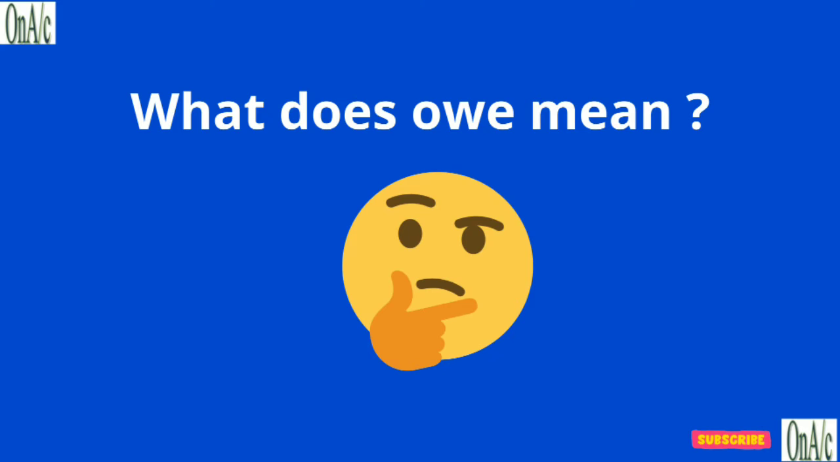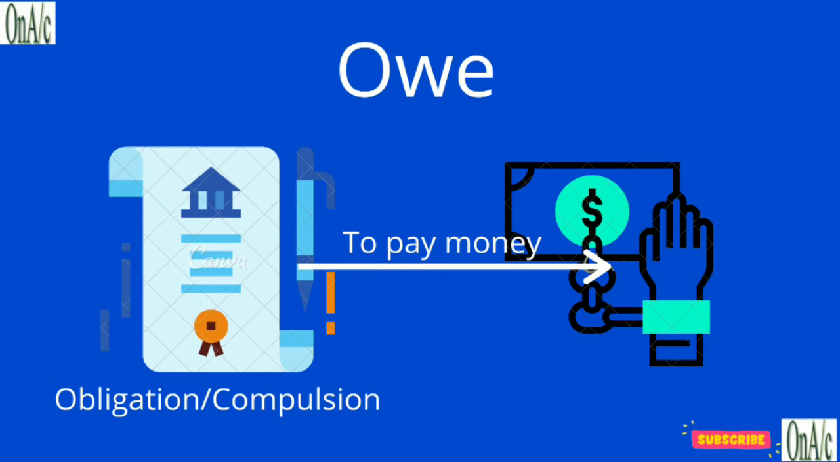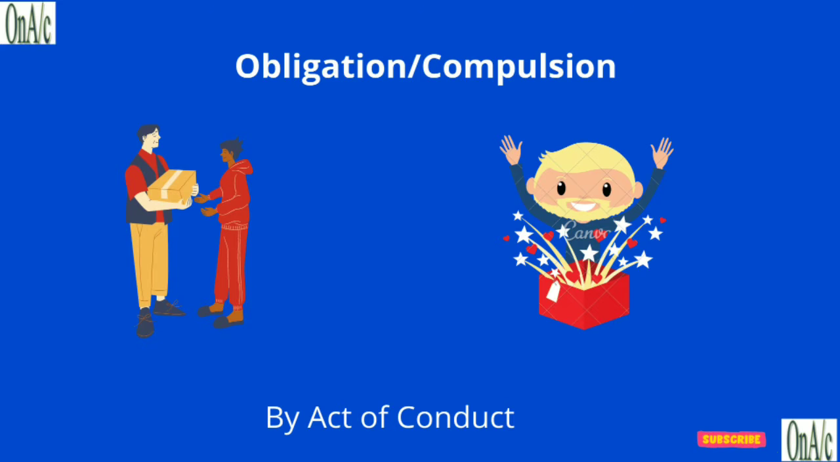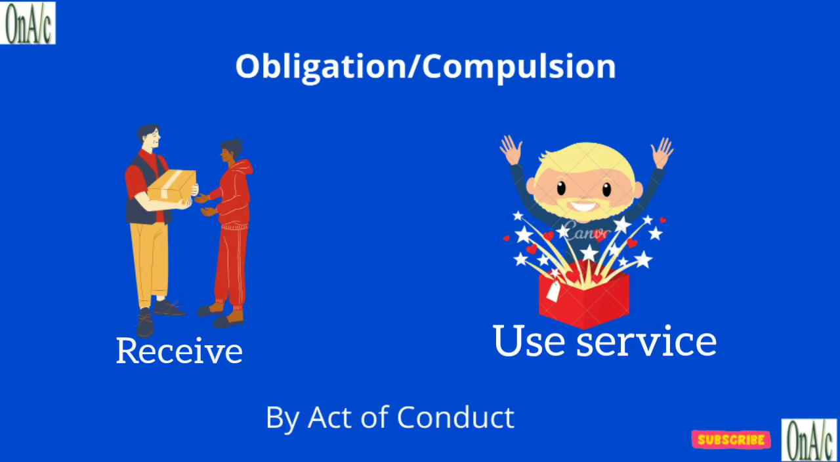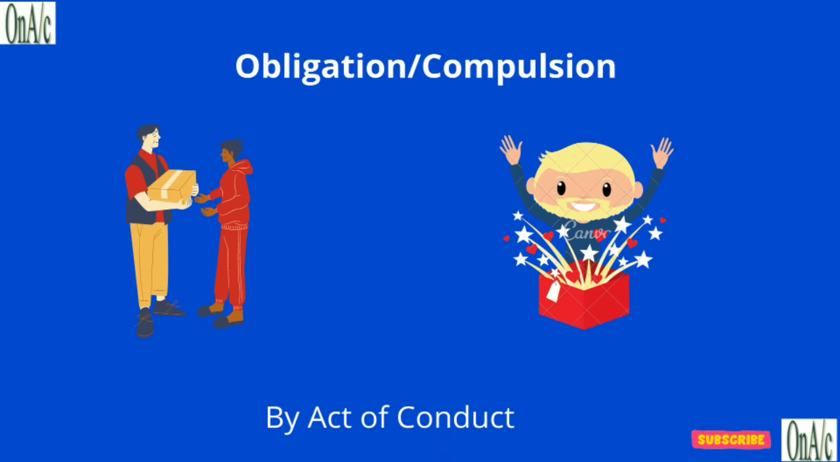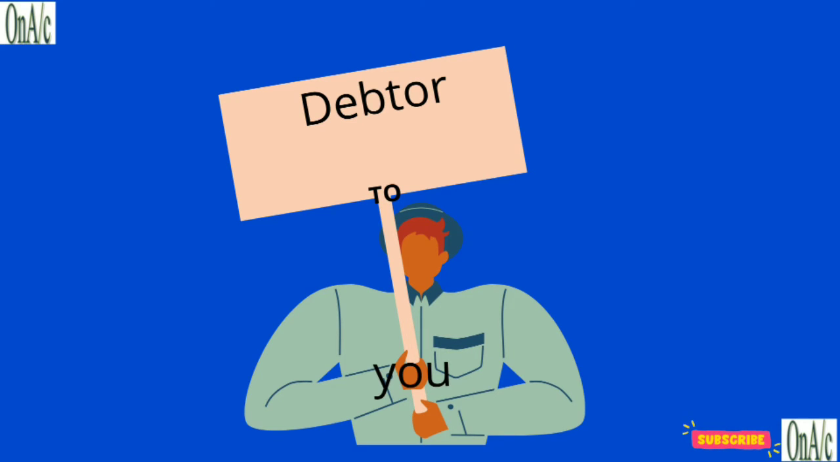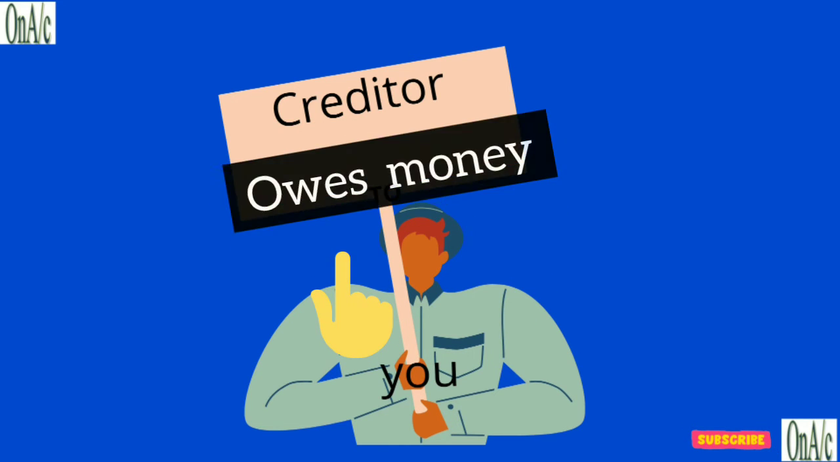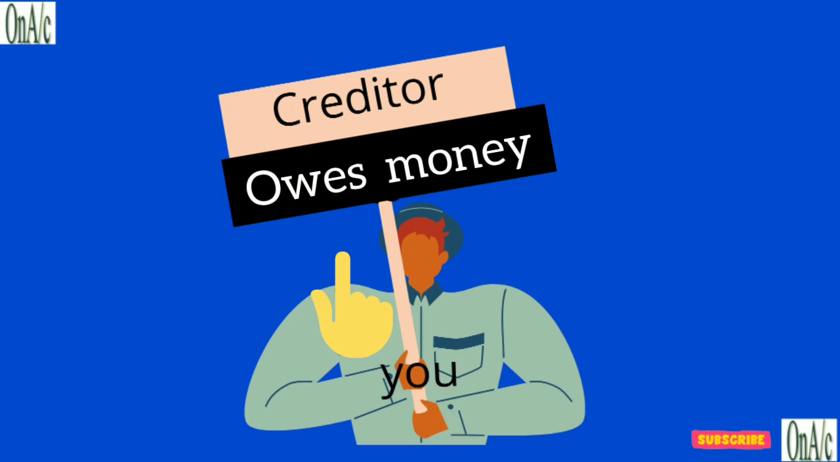You may be thinking, what does owe mean? Owe means nothing but an obligation or a duty of a person to pay or repay in return for something received. Obligation may arise from entry into a contract or by an act of conduct. The moment you receive goods or use a service, it creates an obligation on you to pay for it if it is not for free. So, if a person owes to you, he is your debtor, whereas if you owe to him, then he is your creditor.